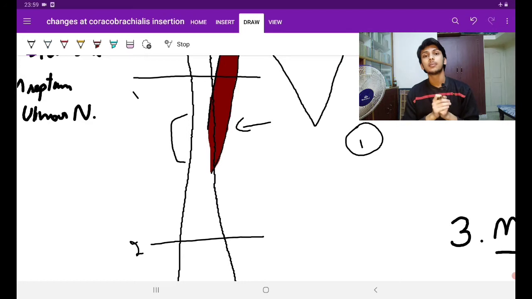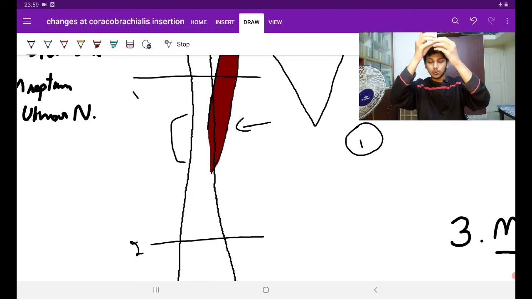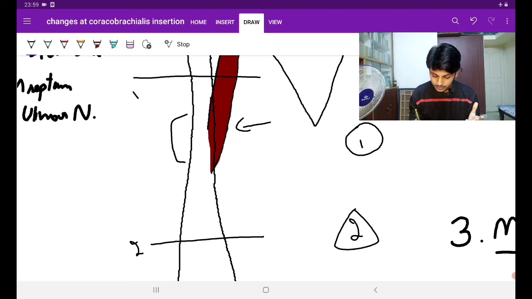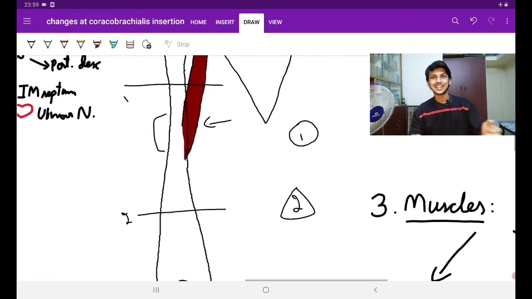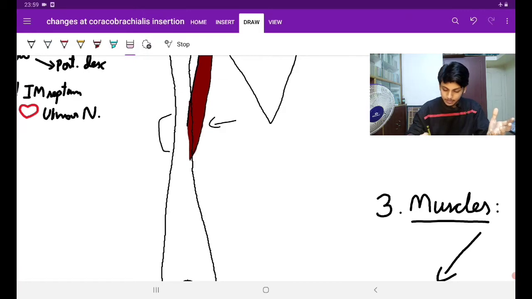Why triangular? Because see here, which was a shaft, it got a medial condyle and a lateral condyle. So what was one point? Now I have two additional points. What do 3 points make? 3 points make a triangle, isn't it? 3 points make a triangle. So the second point will appear triangular in shape. Okay, yes.